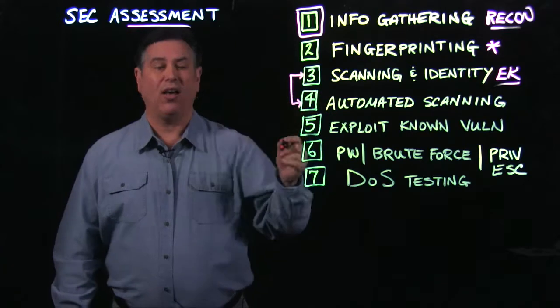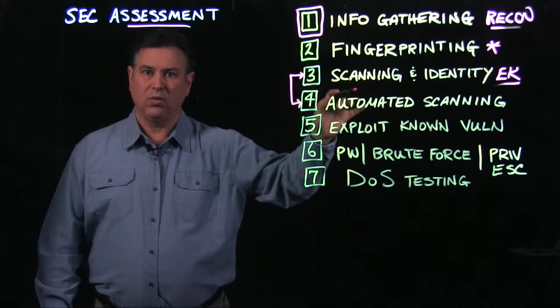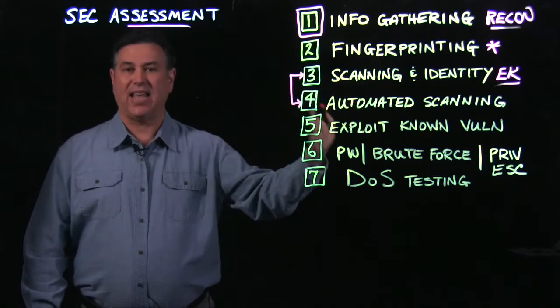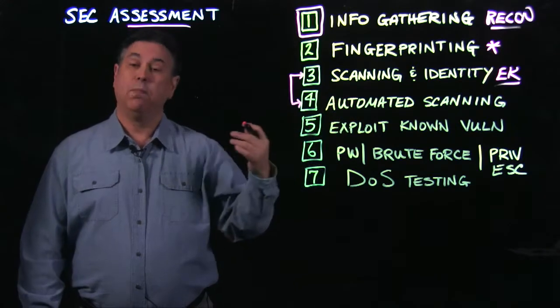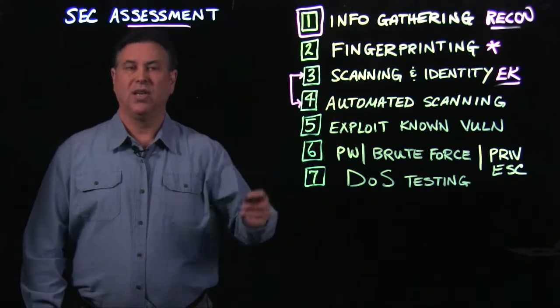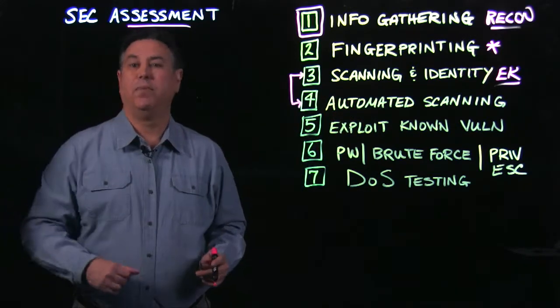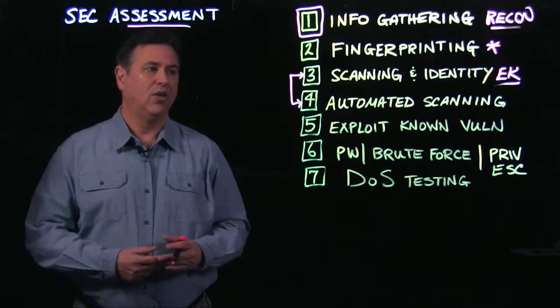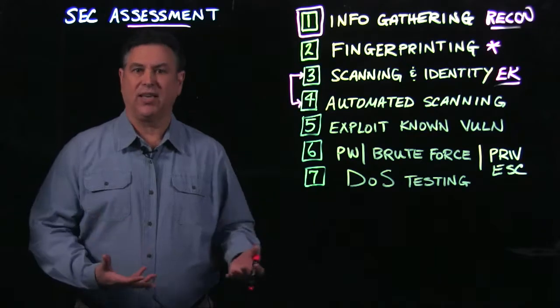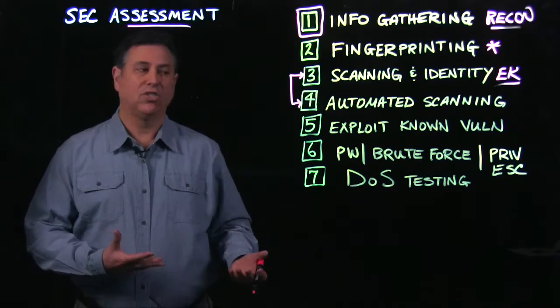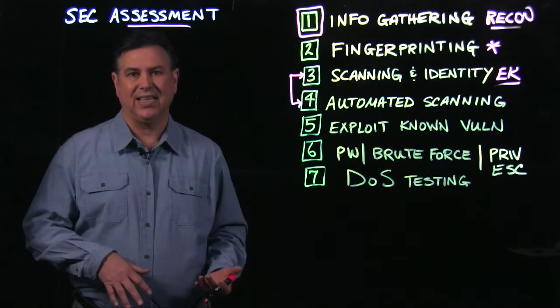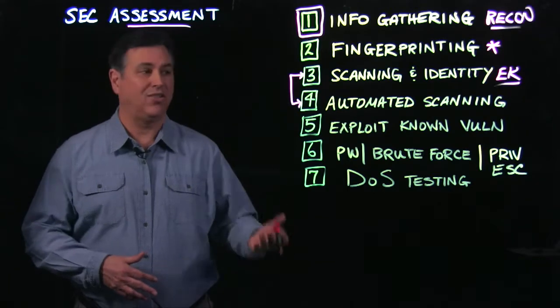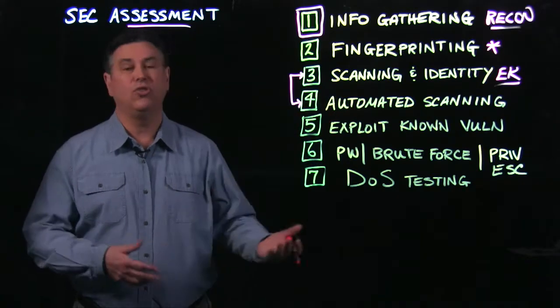And stage 3 and stage 4 kind of work together. You can start out doing some manual, kind of user-defined scanning and identity scanning, but you can also use some automated tools. Ongoing vulnerability assessment will use automated scanning tools. So if you're doing compliance checking for, let's say, HIPAA or Sarbanes-Oxley or PCI DSS, on an ongoing basis, you will do automated scanning. You'll use those tools.